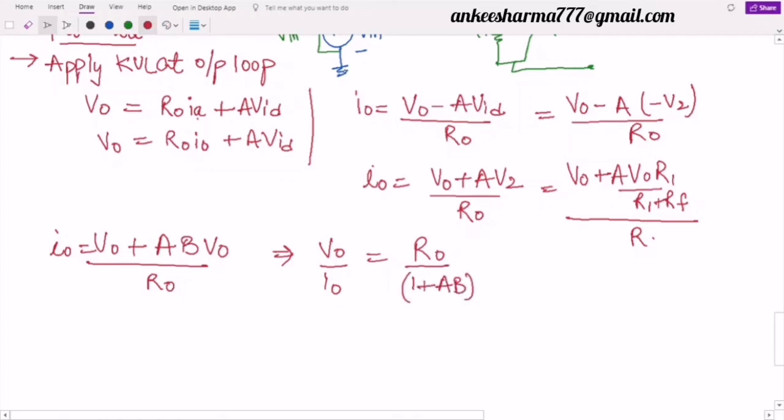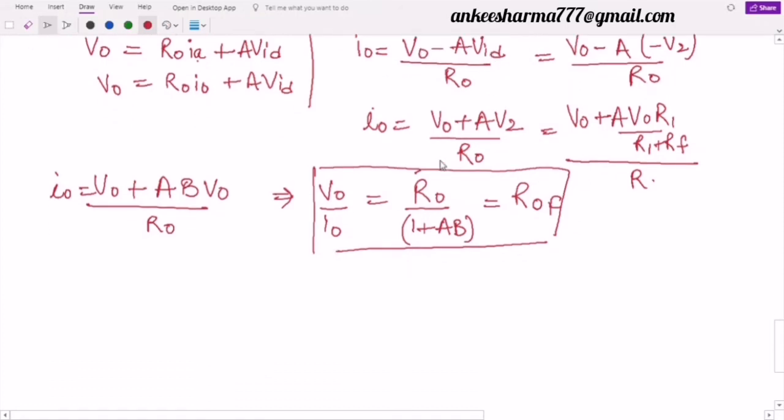Now, this is important. Look here, without feedback, my output resistance was only R naught. But with feedback, this is the value of ROF. So with feedback, my output resistance has now reduced by the factor of 1 plus AB. So it's a very good thing. This feedback has reduced my output resistance. We want our output resistance to be very small. So this is my third formula we have obtained for the voltage shunt feedback, right? So in the last, this is all about the voltage shunt.